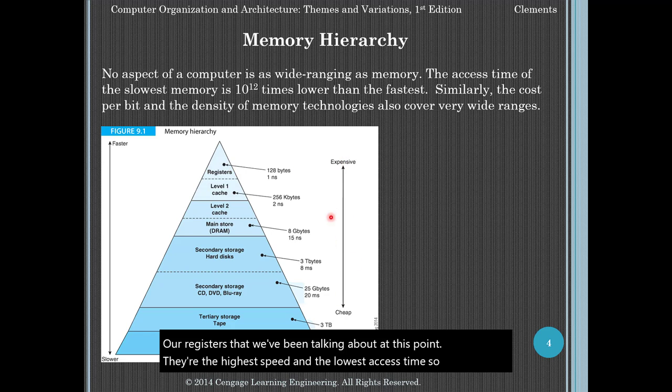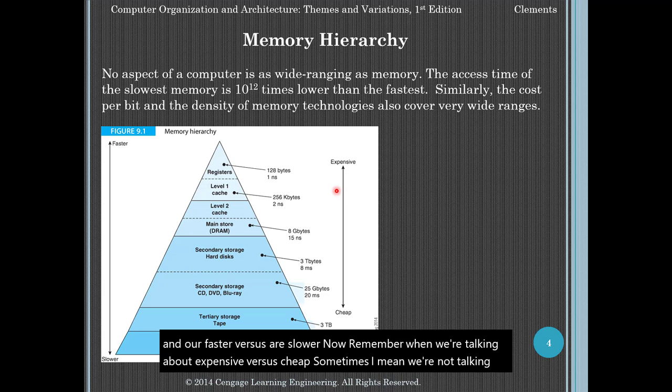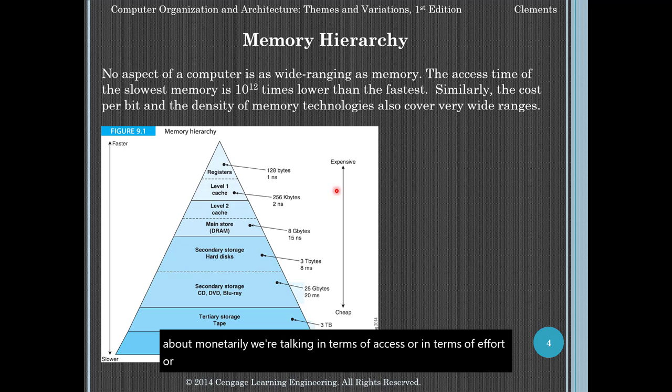So we can see over here on the side, we have our expensive versus our cheap and our faster versus our slower. Now, remember when we're talking about expensive versus cheap, sometimes we're not talking about monetarily. We're talking in terms of access or in terms of effort or power. And so we use a pyramid because it helps us see and imply, generally correctly, that the quantity of the memory at the top is smaller than the memory at the bottom.